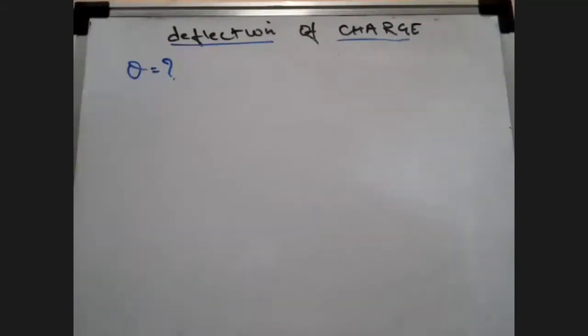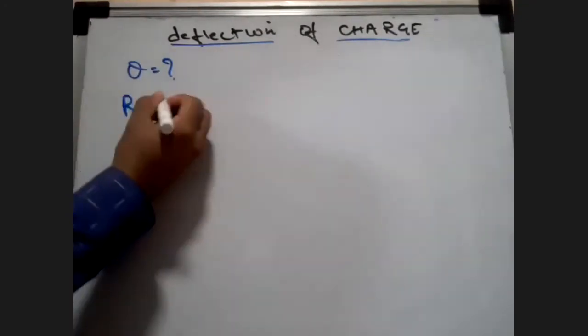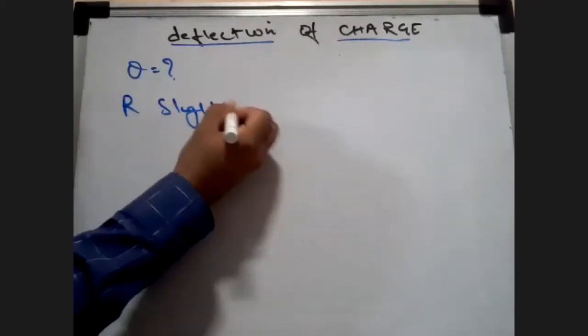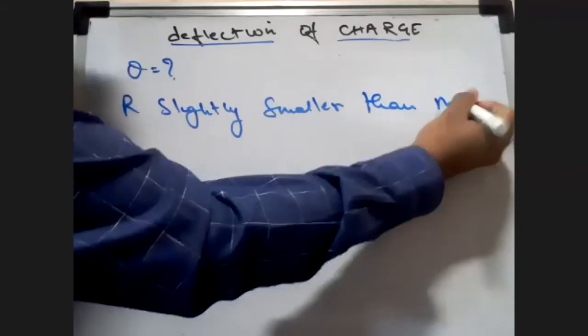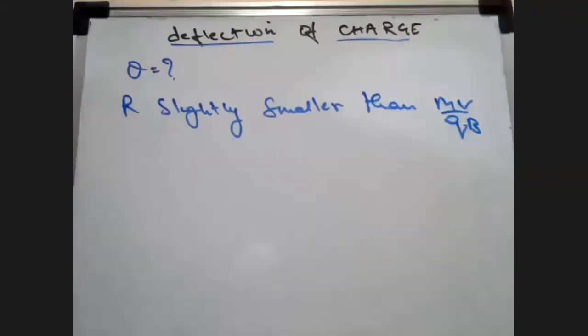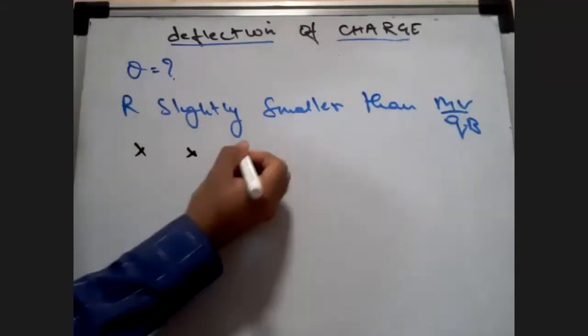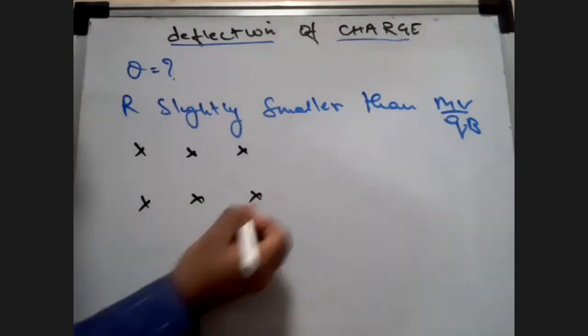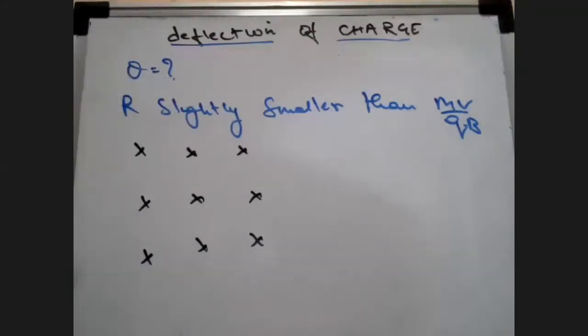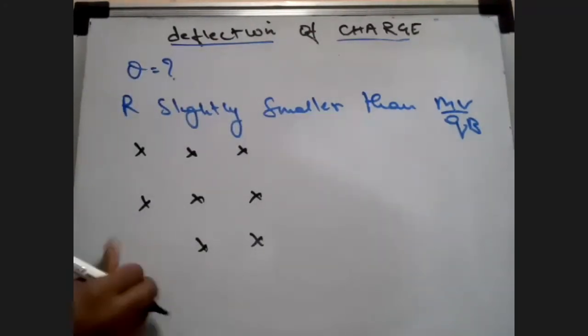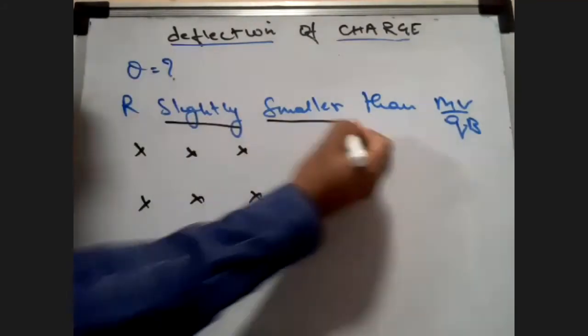So we have to find what the angle of deflection is going to be if the width is slightly smaller than mv upon qb. Before we solve this, we should first draw the diagram. Just draw a magnetic field, inside the board. The condition is that the width is slightly smaller than mv by qb.